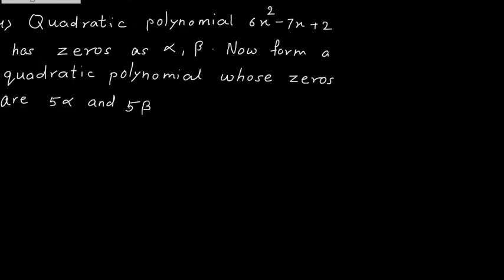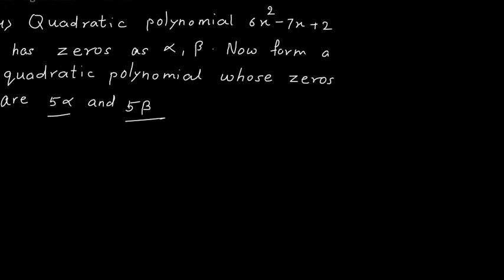Quadratic polynomial 6x square minus 7x plus 2 has zeros as alpha beta. Now form the quadratic polynomial whose zeros are 5 alpha and 5 beta. Okay, so we know that the quadratic equation is of the form of x square minus alpha plus beta times x plus alpha beta. Okay, so here we have zeros as 5 alpha and 5 beta. So let us find their additions.